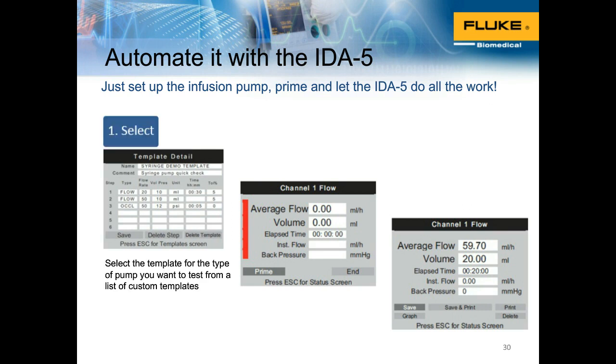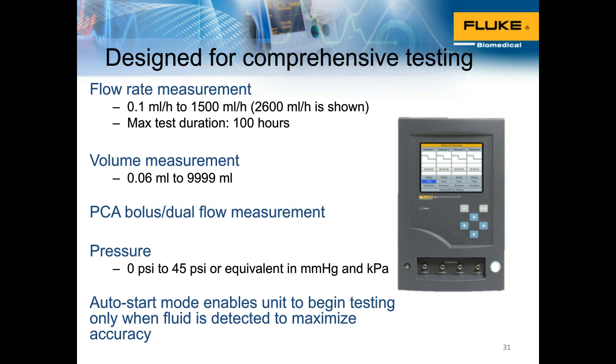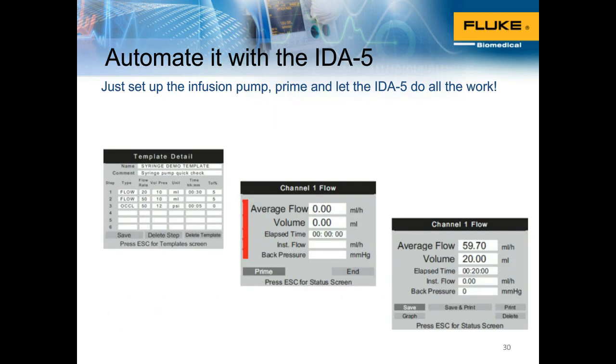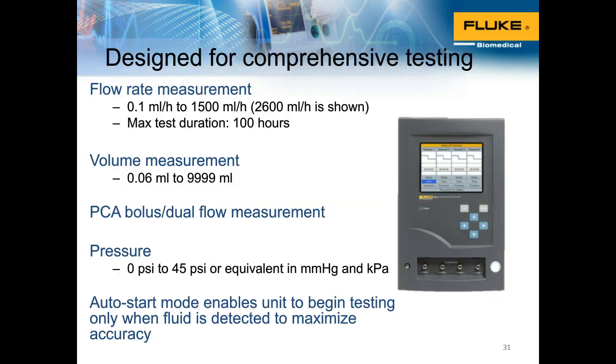It's, like I said, designed for comprehensive testing. So the unit will actually show you up to 2,600 milliliters per hour, but we only specify it up to 1,500 milliliters per hour as far as testing goes. The volume measurement is up to 9,999 milliliters. It also has dual flow as well as PCA bolus measurement, and the pressure measurement is up to 45 psi.